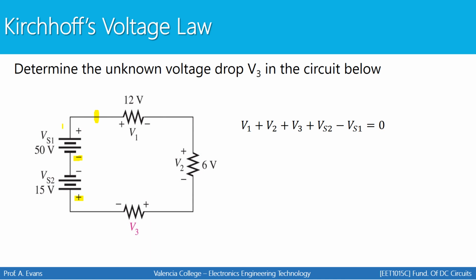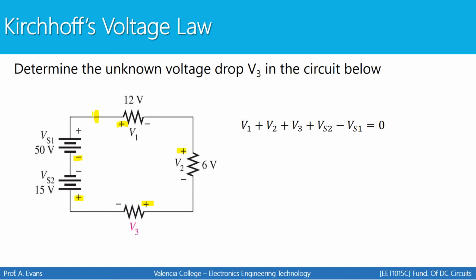You can also go counterclockwise. It doesn't matter which direction you take. It doesn't matter which point on the circuit you start with. Pick any point, travel along that closed path, and write a sum of each voltage according to its polarity. So if I start here and go clockwise, I'd have a positive V1, a positive V2, a positive V3, a positive VS2, and a negative VS1.